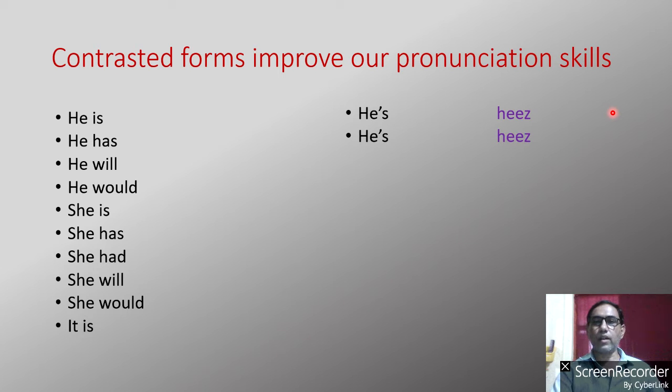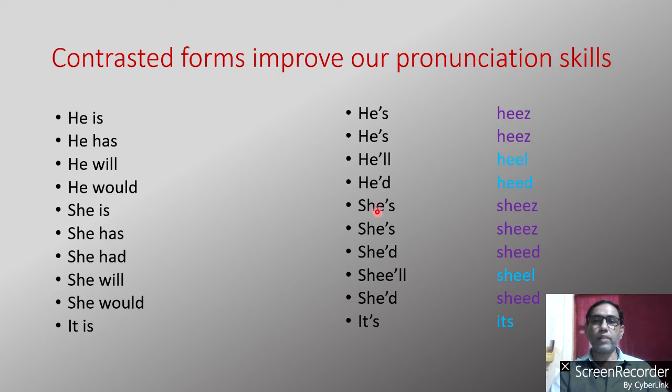Next, he has. Look at the difference. It is he is. It is he has. But while writing in contracted form, we have to write it the same way: he apostrophe s. The difference between these two is contextual, and only from context can you identify it. It's also pronounced as he's. Okay, next, let me go on.